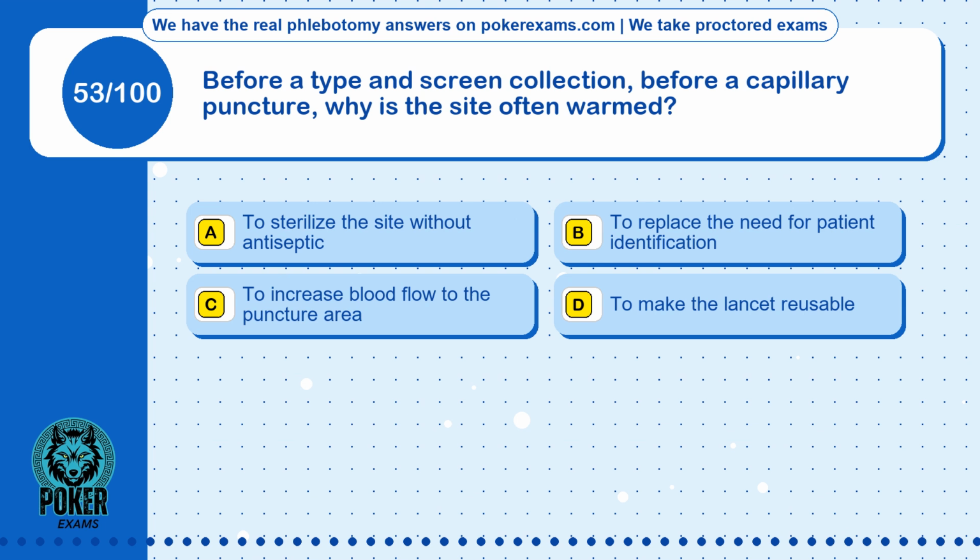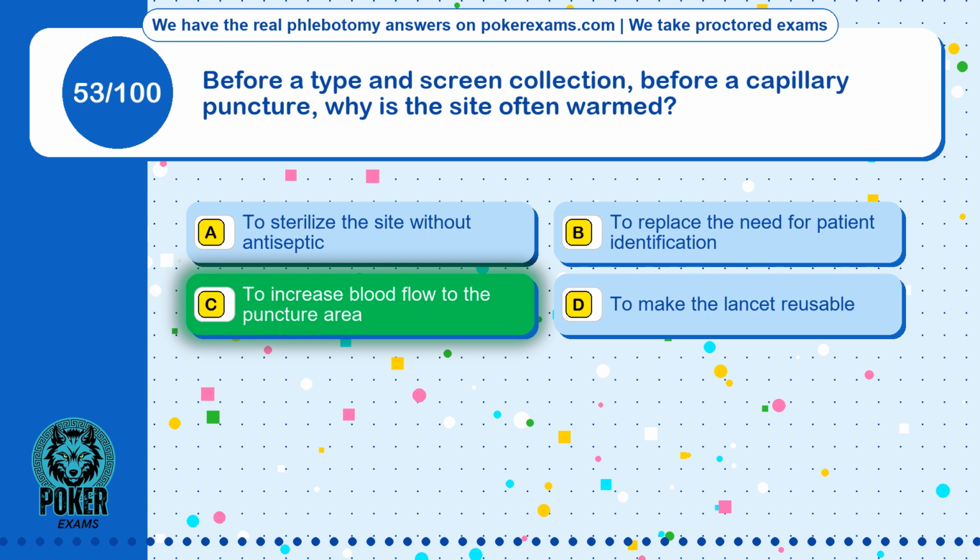Question 53. Before a type and screen collection, before a capillary puncture, why is the site often warmed? Option A, to sterilize the site without antiseptic. Option B, to replace the need for patient identification. Option C, to increase blood flow to the puncture area. Option D, to make the lancet reusable.